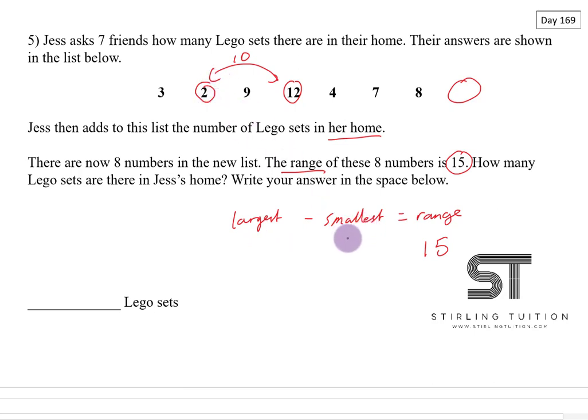So we've got the smallest number here, which is 2. And we need to take away 2 from a number that will equal 15. And the only way that'll be is if it is 17. So she will have had to have 17 Lego sets. And now if we look at it, if you do 17 take away 2, it's 15. And our range here now is 15. So that means that she would have to add her total, which is 17, which would be your answer.